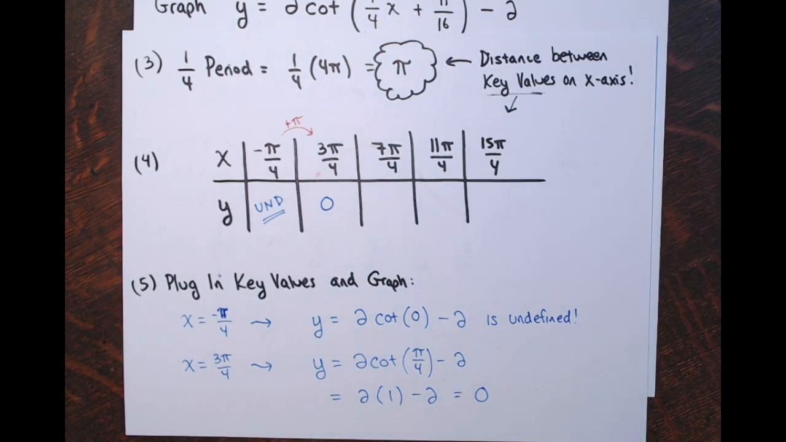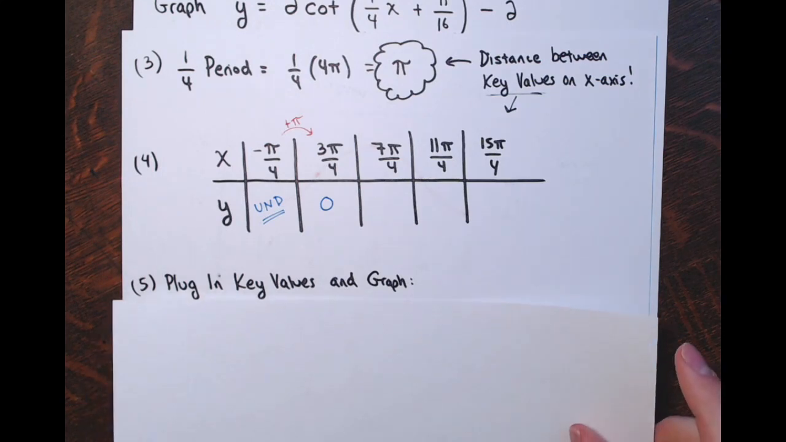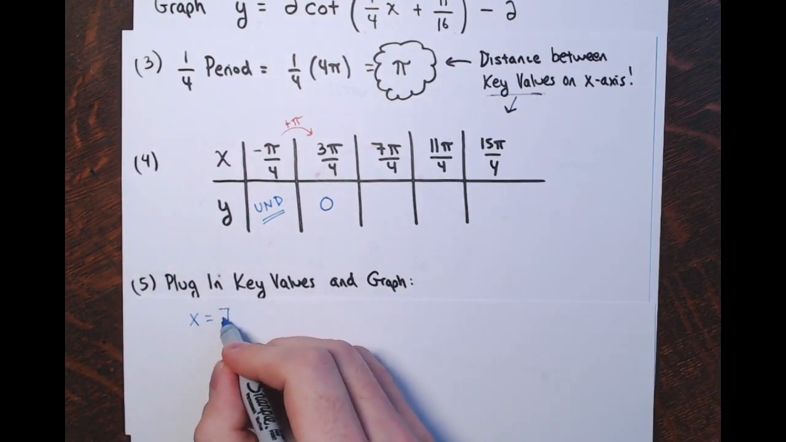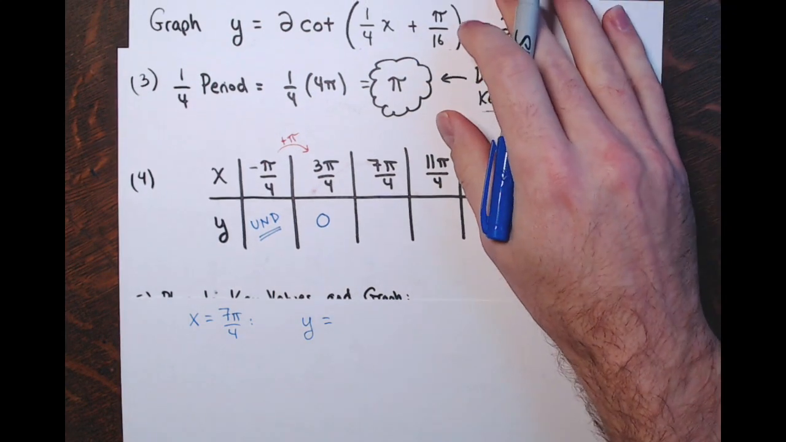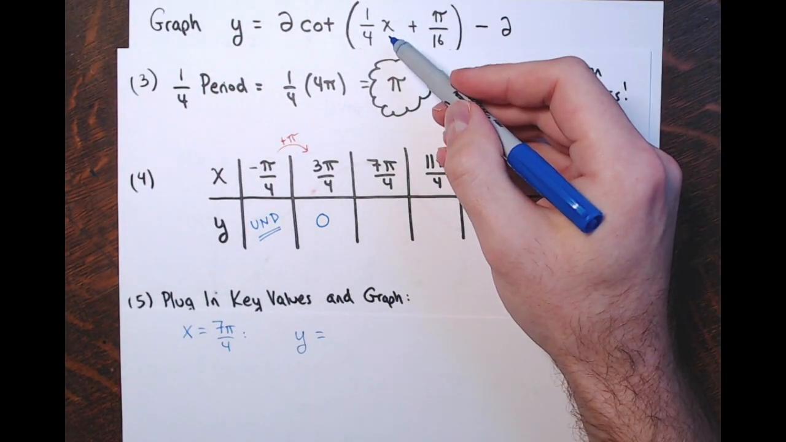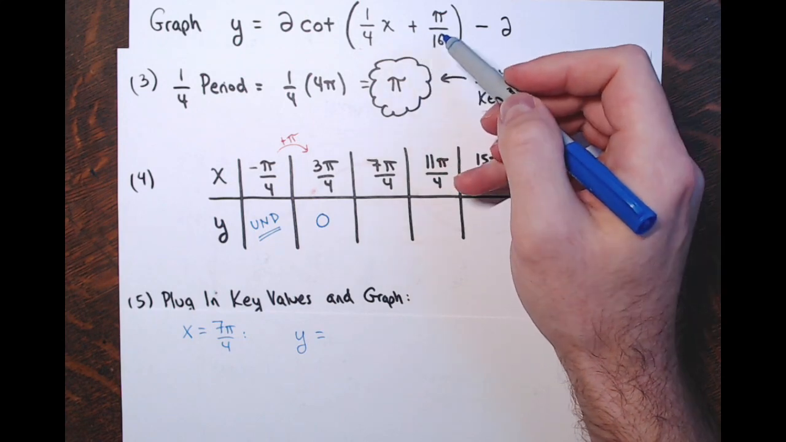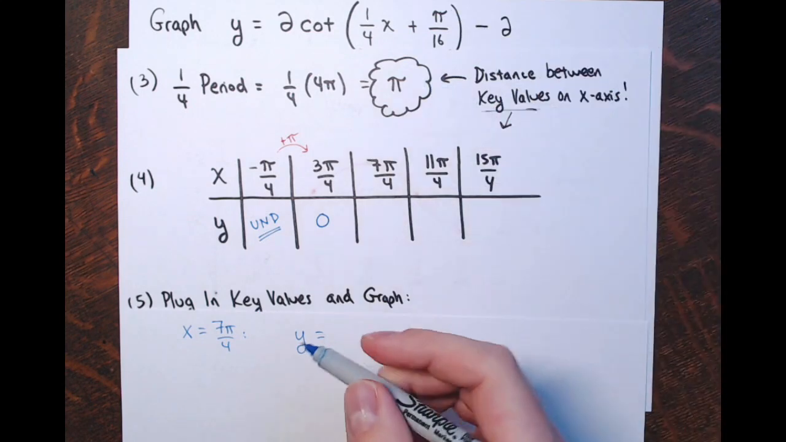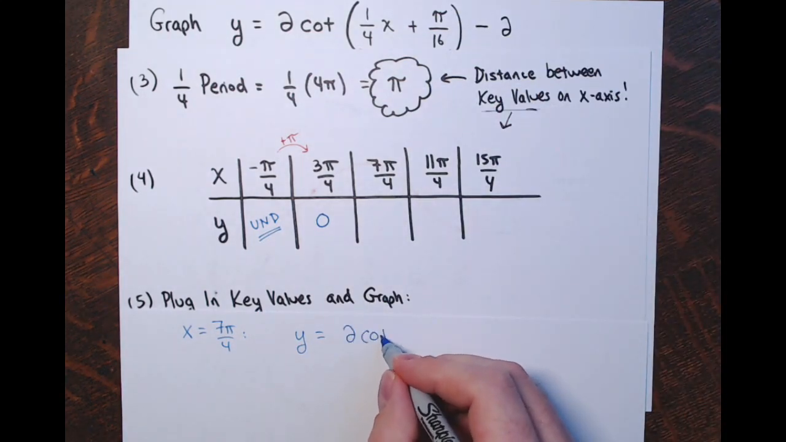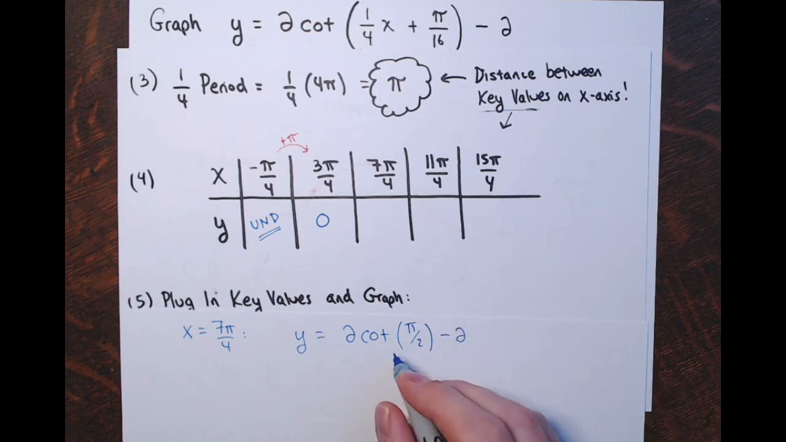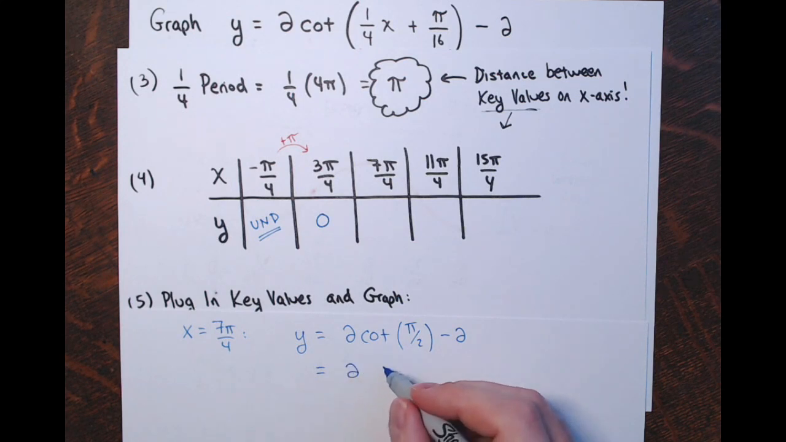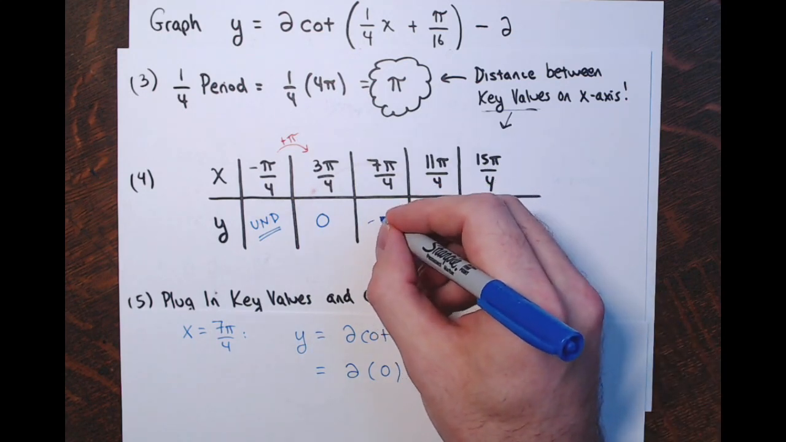Alright, then I'll plug in 7 pi over 4 for x. X equals 7 pi over 4. Now when I do that, a quarter of 7 pi over 4 is 7 pi over 16. Plus pi over 16 would be 8 pi over 16, which reduces to pi over 2. So I have y equals 2 times the cotangent of pi over 2, and then minus 2. Now, again, we saw this earlier. The cotangent of pi over 2 is 0, cotangent of 90 degrees. So this is 2 times 0 minus 2. That's just negative 2. So you got an output of negative 2 here.